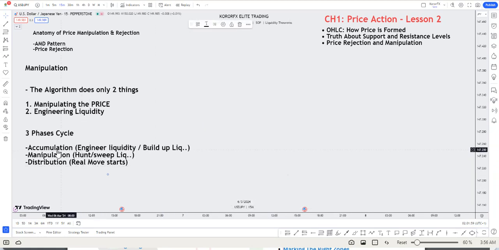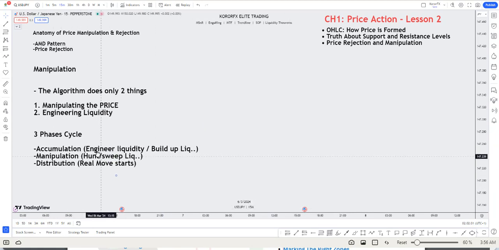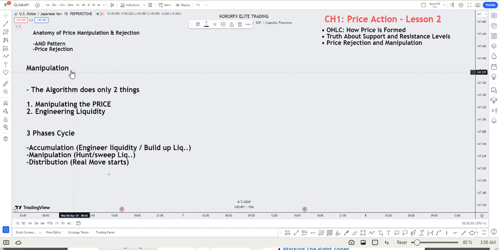So in this video, I'm going to teach you about the manipulation. That's what I'm going to teach you. So what is the AMD pattern? First thing you have to understand, we have learned a lot of courses from ICT, SMC. ICT calls the AMD pattern the power of three.